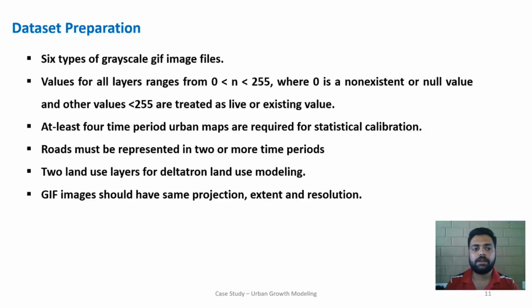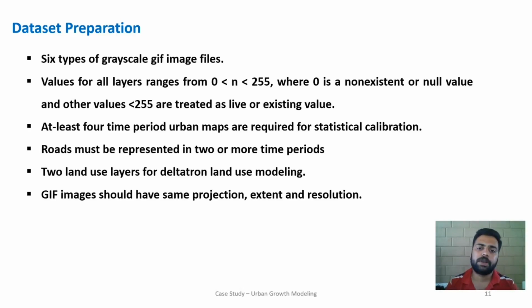Next, we'll understand how to prepare the data set for this particular model. This model accepts only grayscale GIF images, that means black and white images. So you need to have 6 types of grayscale GIF images. The values of this grayscale image can vary anywhere between 0 and 255. 0 means non-existent or null value, and 255 means it is treated as existing or live cell. At least you need 4 time periods of urban maps.